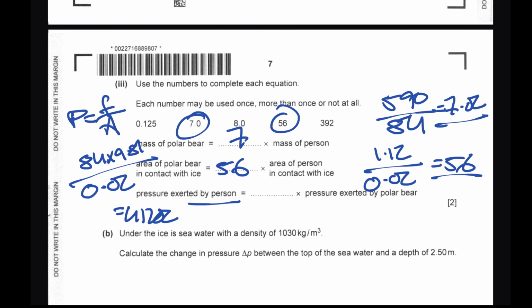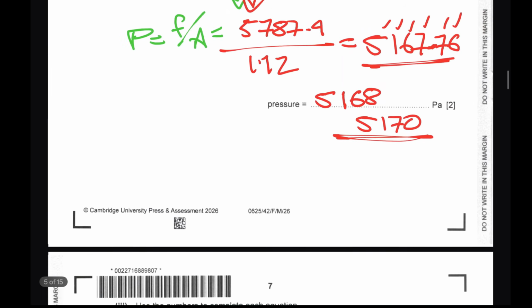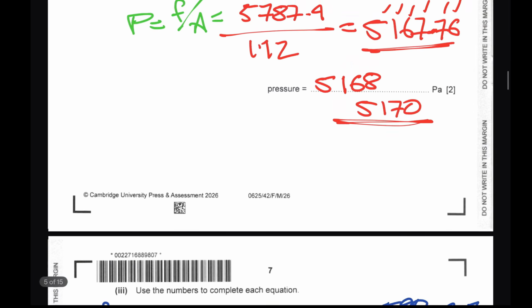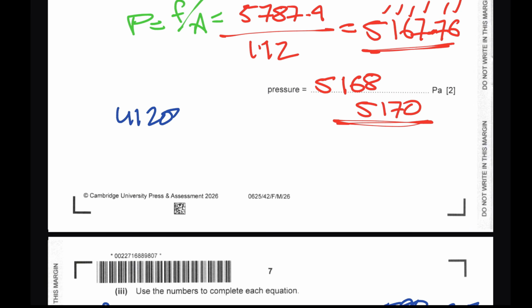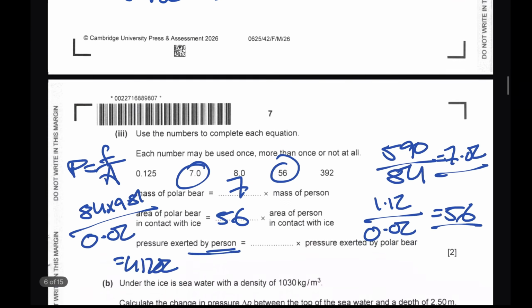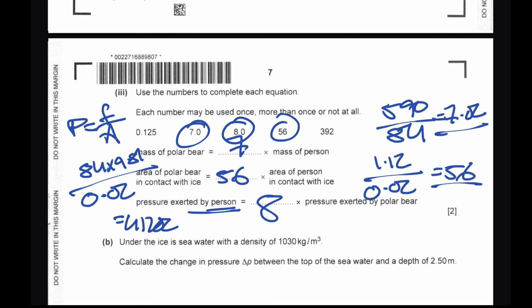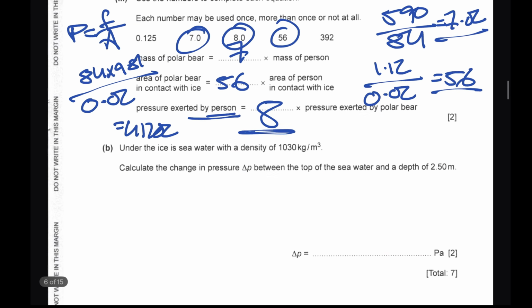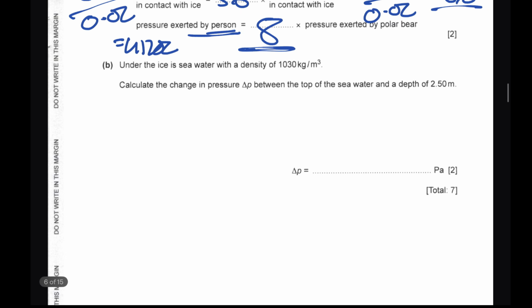So the pressure exerted by the person is how many times more than the polar bear? A very easy calculation. We just go back here because we're running out of space. So 41202 divided by 5168, right? If you do the calculation, you will get approximately 7.97, if I'm not mistaken, which we can say is approximately 8. So you write 8 as the answer here. There you go.